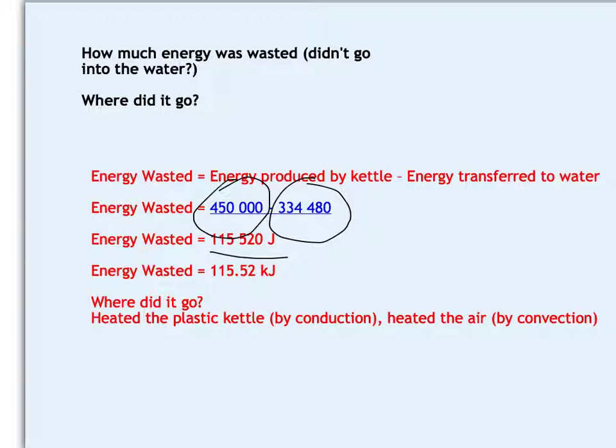Well, if we go right back to the third slide, we talked about where the energy went. It could go into the plastic kettle, and of course this is a solid, so it can go by conduction, and it can go into the air by convection. We will be covering conduction and convection in greater detail on a future slide.